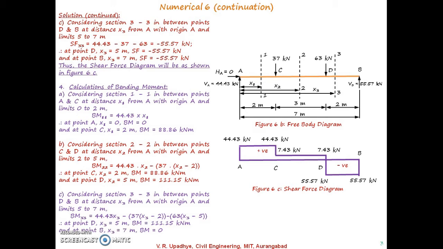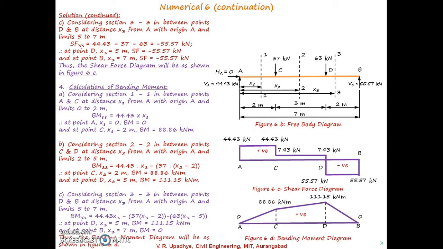Now, what happens is at the end of the support, in case of a simply supported beam, the calculations may give you something like 0.02 or 0.04. Actually, it is 0. Okay. So now, if we draw a bending moment diagram, it will be something like this. What we have calculated is the bending moment at A is 0, at B it is 0, at C it is 88.86, and the same value with two equations.